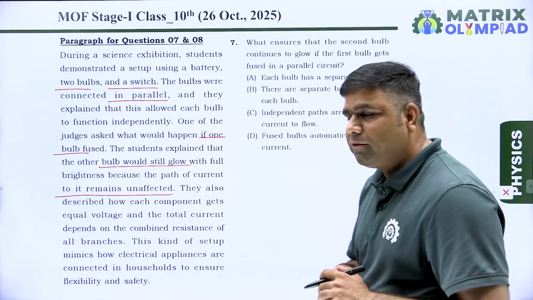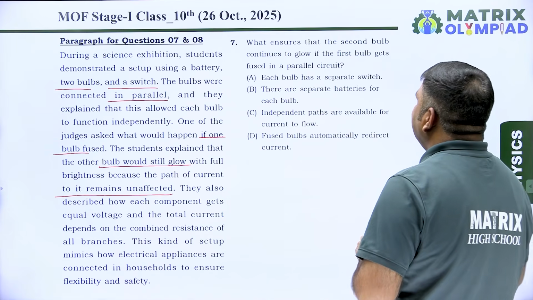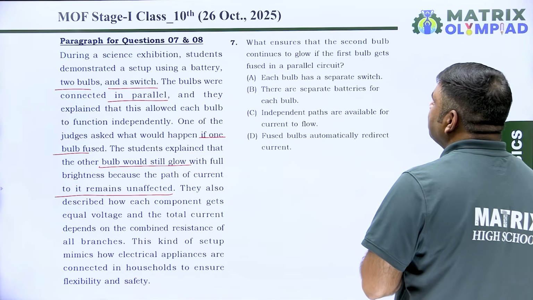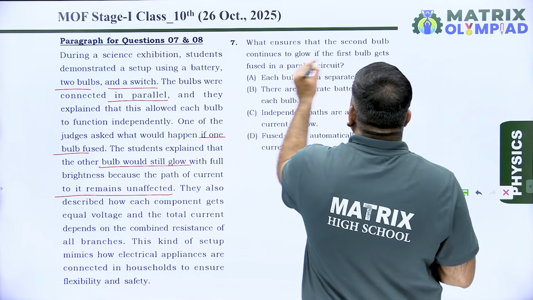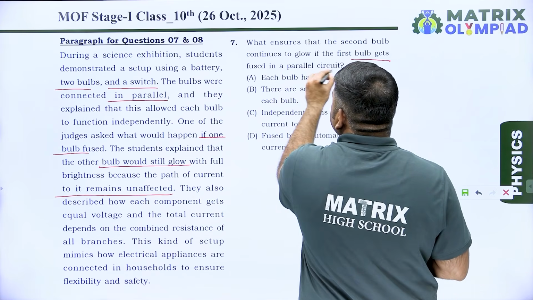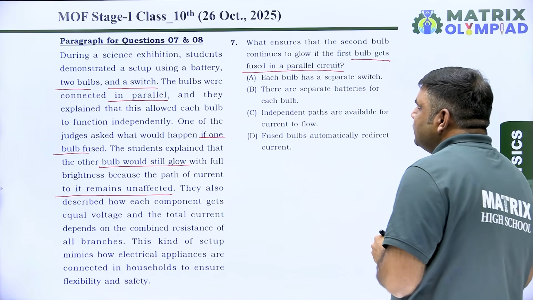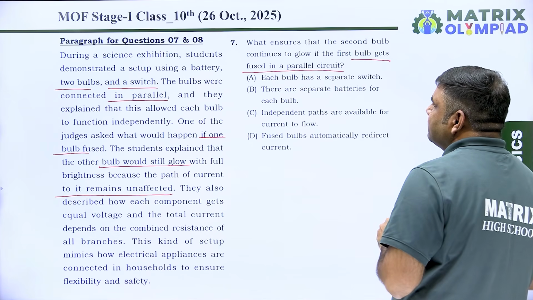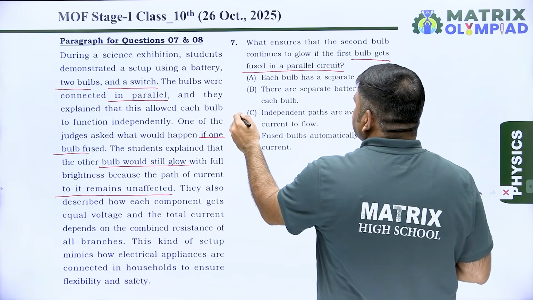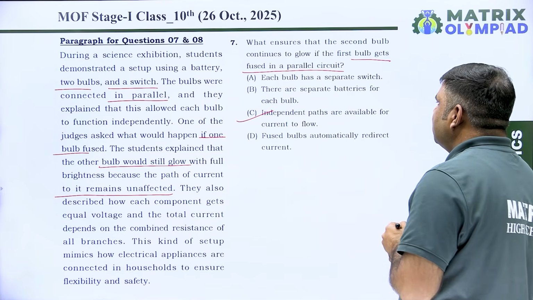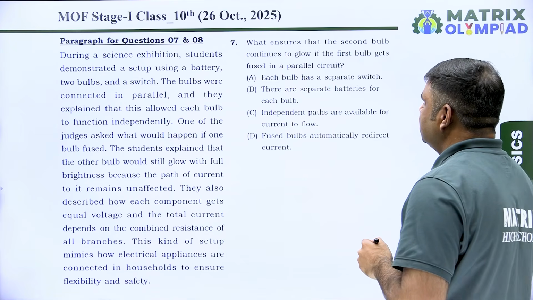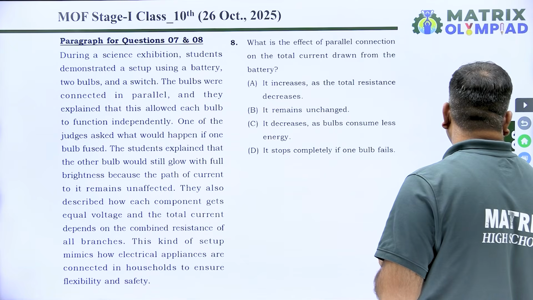So in question number 7, we have: what ensures that the second bulb continues to glow if the first bulb gets fused in a parallel circuit? The correct answer will be option C, independent paths are available for current flow. Move to the next question, that is question number 8.